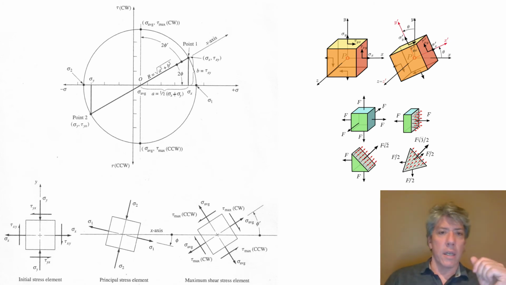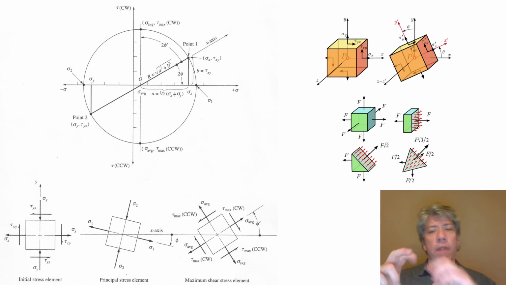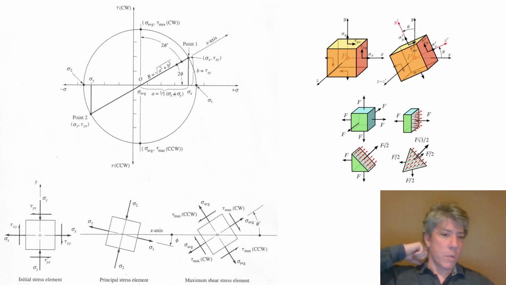So look at the lower figure on the left-hand side, and you see our initial stress element with all of our shear and normal stresses, tau xy, sigma y, and sigma x. That's our initial stress element. But what if we were to rotate a little bit? What would the stresses look like? Could we find some interesting orientations? What do I mean by interesting orientations? Well, what I mean is orientations where maybe the shear goes to zero, or maybe the normal stress goes to zero, or maybe the shear stress is maximized.